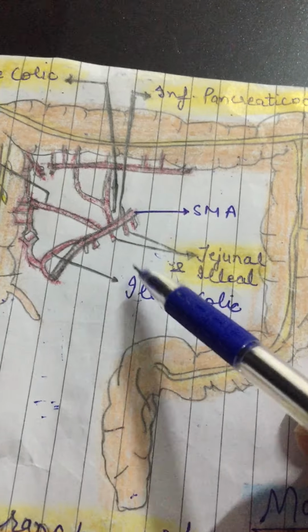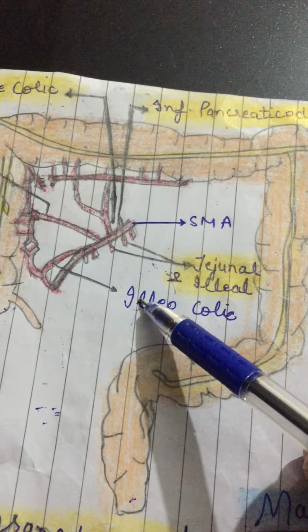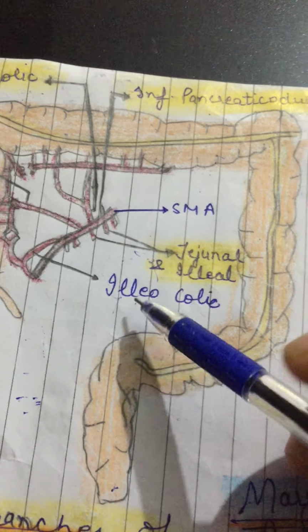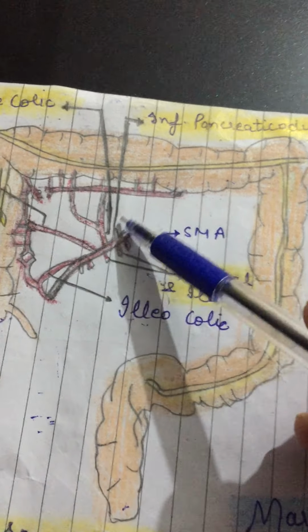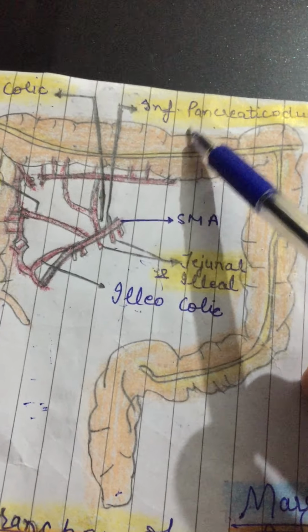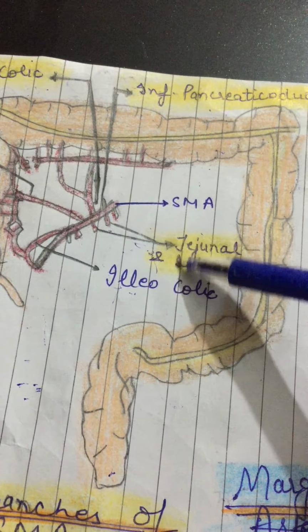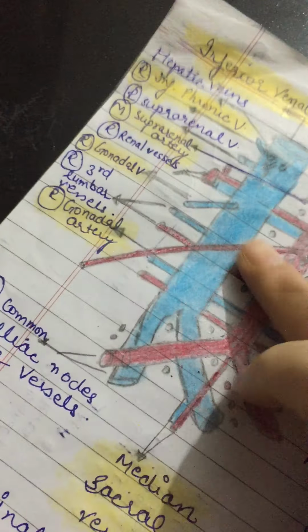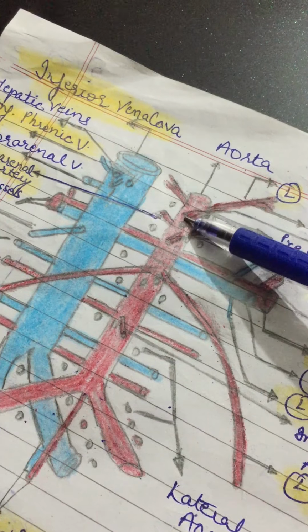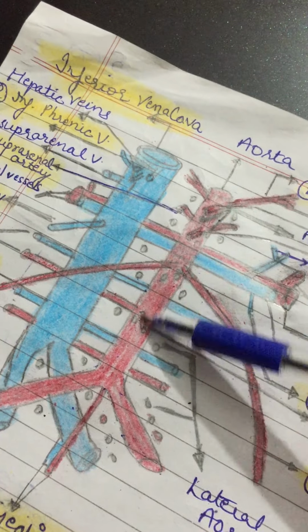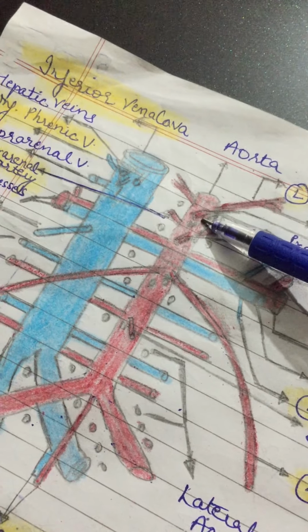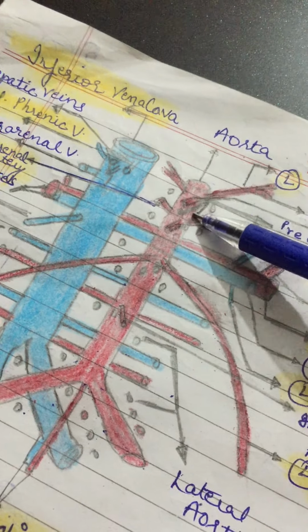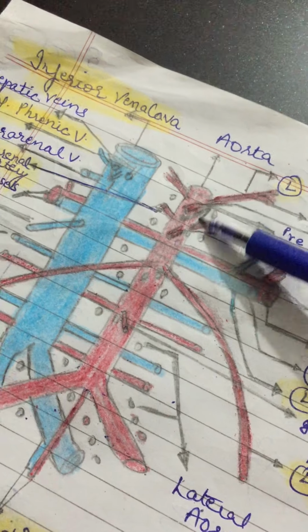As we have discussed, it arises from the front of the abdominal aorta, behind the body of the pancreas, at the level of the L1 vertebra, right? 1 centimeter below the celiac trunk. The first branch was the celiac trunk, second was the superior mesenteric artery, and third the inferior mesenteric artery, as I have shown in this diagram. So it arises behind the body of the pancreas at the level of L1 vertebra, 1 centimeter below the celiac trunk, right?